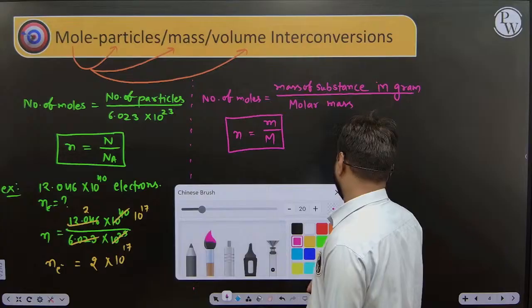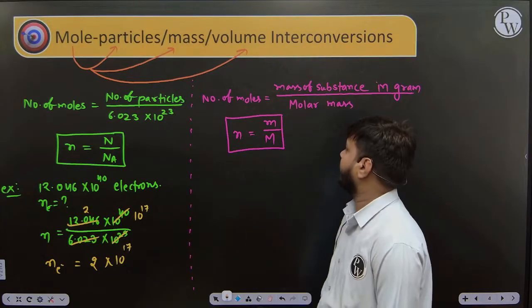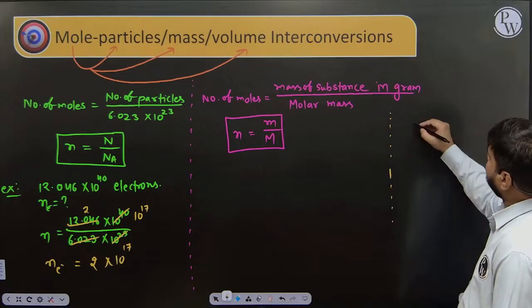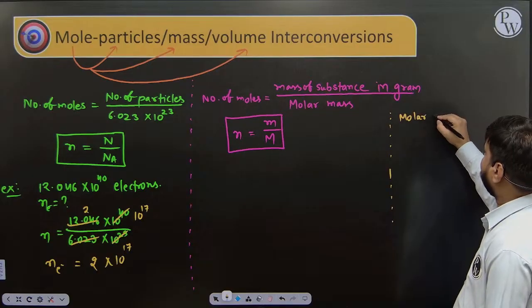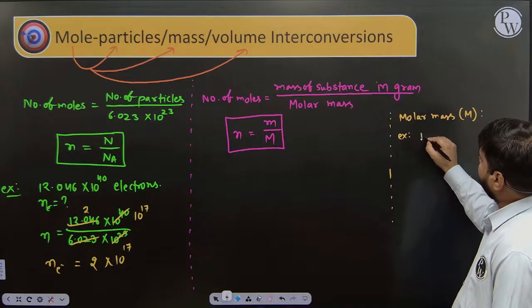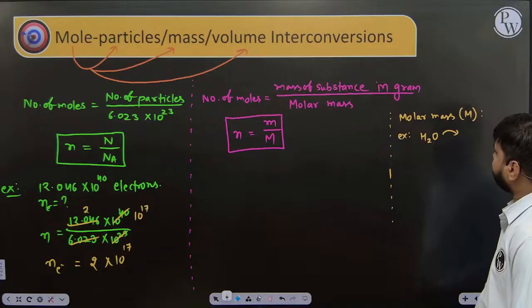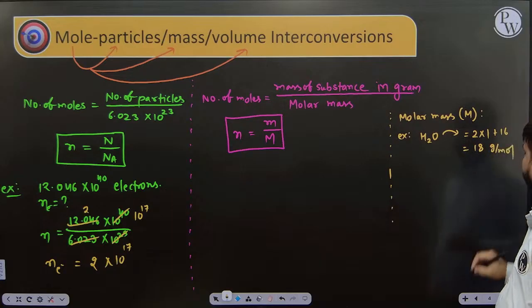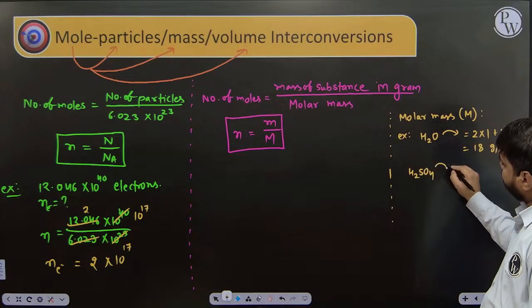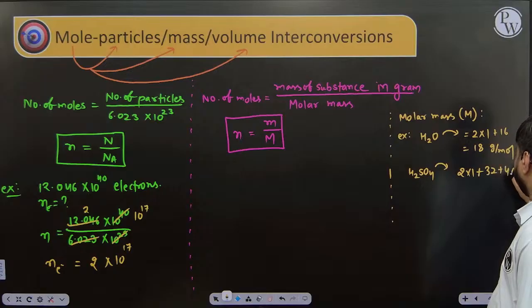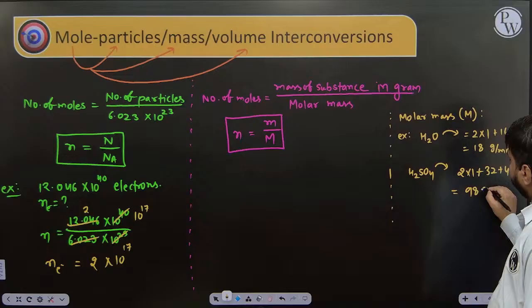Before coming to this moles is equal to mass upon molar mass, one thing came into the picture, which is called molar mass. So let's talk about the molar mass first. What is the molar mass? Molar mass is generally represented by capital M. Let's take an example. If we talk about H2O, the molar mass of H2O will be equal to 2 into 1, hydrogen is having 1 gram per mole as the molar mass, oxygen is having 16, so you get 18 gram per mole, right? Let's talk about H2SO4. For H2SO4, if we calculate the molar mass, it will be equal to 2 into 1 plus sulfur. Sulfur is having 32 plus 4 into 16, correct? So here we will be getting 98 gram per mole.